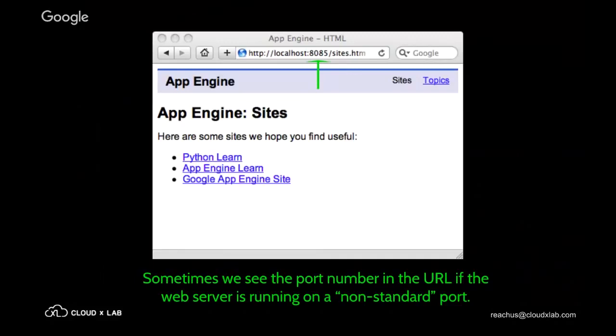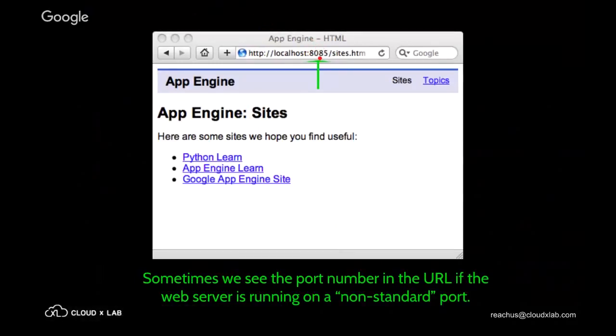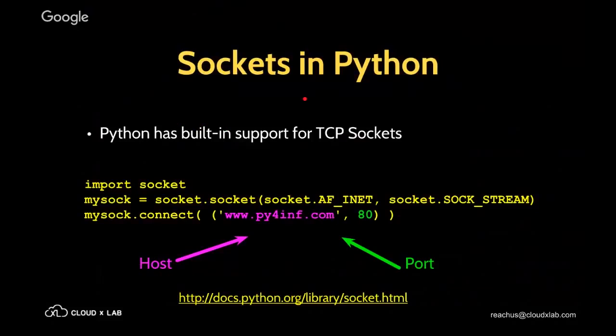Now, sometimes we see port numbers in the URL if a web service is running on non-standard ports. If it's not running on port 80, sometimes you might see these port numbers. Python has built-in support for sockets. A server is a software program that listens on a particular port. Serve means when you want something from a server and the server responds, that means the server is serving you. Is that your question, Binta?